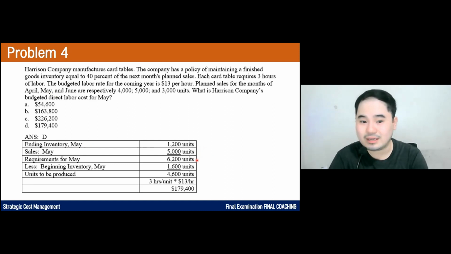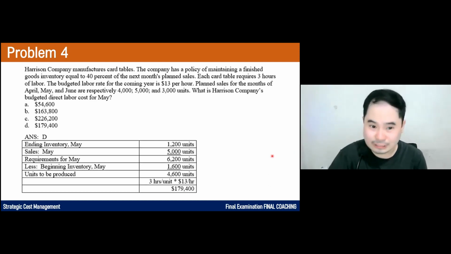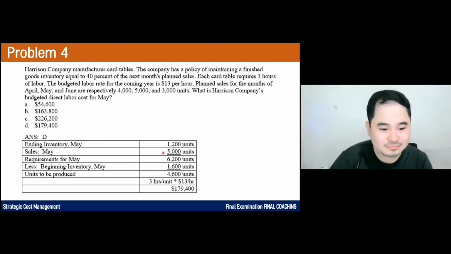However, the ending inventory for April will be your beginning inventory for May, which is 1,600, which comes from 5,000 sales for May multiplied by 40%. 40%, di ba? Bakit 1.6? Teka nga. 1.6 divided by 0.4. Okay. Wait, nalito. Parang nalito yung problem. Para ako rin nalito. Wait lang, sorry.